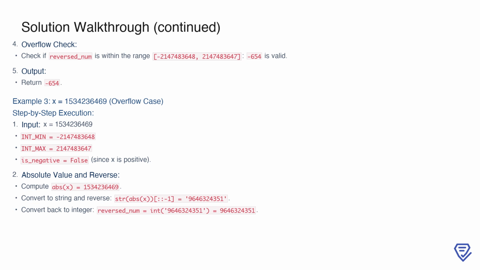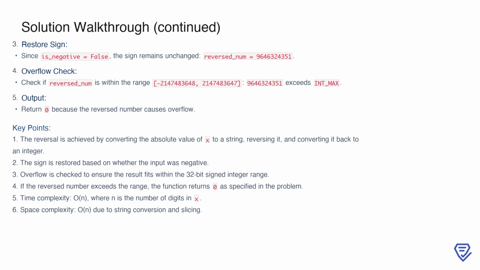Converting this reversed string back to an integer results in 9646324351. Now, with the reversed number for x equals 1534236469 being 9646324351, we check the sign. Since the input was positive, the is_negative flag is false, and the sign remains unchanged. The reversed number is still 9646324351. However, before returning this number, we perform an overflow check.